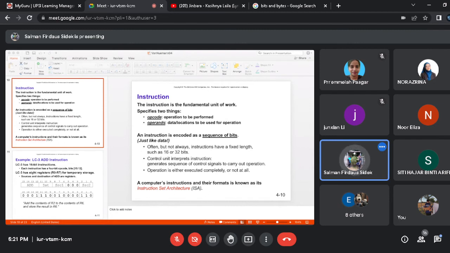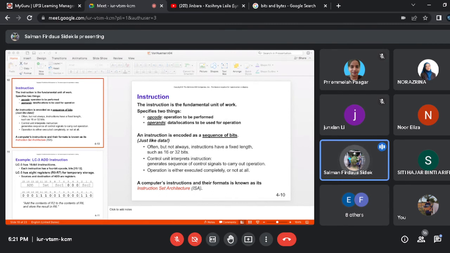Awak nampak apa dekat skrin sekarang? Nampak slide sir. Okey. Sebab saya tengah buka soalan exam ni. So saya tanya sekejap. Saya nak ambil table yang saya nak tunjuk kat awak, table architecture, instruction architecture ni.